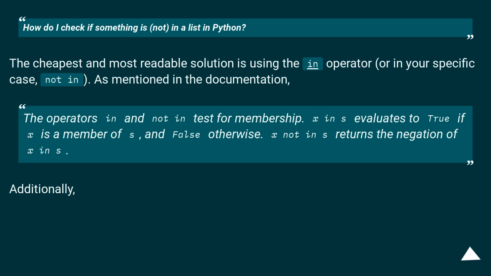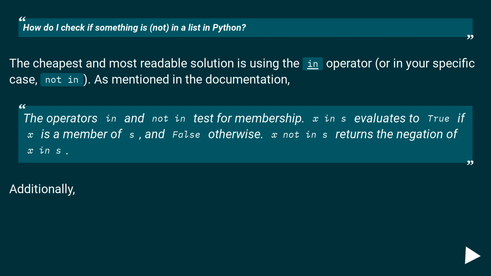The cheapest and most readable solution is using the in operator, or in your specific case, not in. As mentioned in the documentation, the operators in and not in test for membership. X in S evaluates to true if X is a member of S, and false otherwise. X not in S returns the negation of X in S.